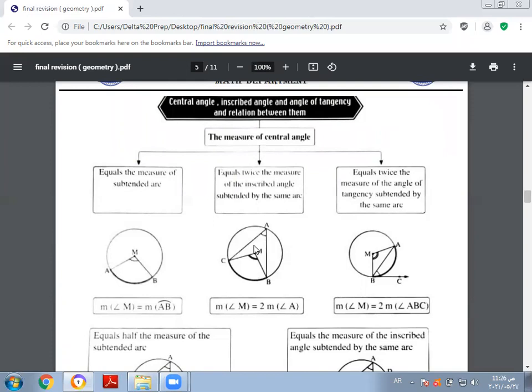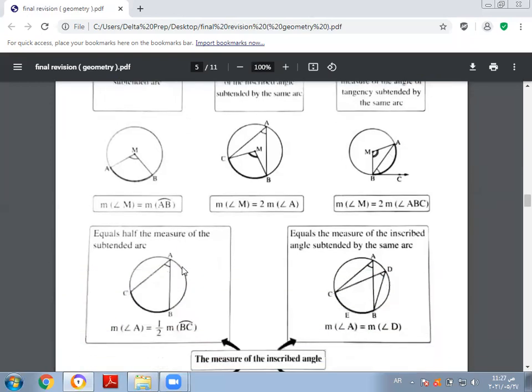Another case: the measure equals twice the measure of the inscribed angle subtended by the same arc. Measure of angle M, the central angle, equals twice the measure of angle A, the inscribed angle. It also equals twice the measure of the angle of tangency subtended by the same arc. Measure of angle M equals twice the measure of angle ABC.